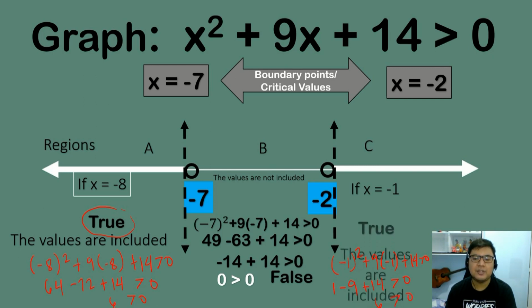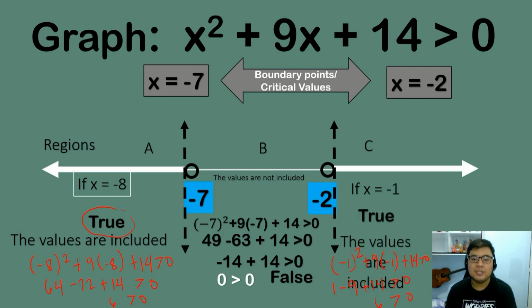So 6 is greater than 0. Therefore, the values are also included. So kasama din yung negative 1. So if that is the case, kung kasama yung negative 1, all the numbers which are greater than negative 1 are also included. So negative 1, 0, 1, 2, 3, 4, 5, 6, 7, and so on and so forth. Lahat ng mga numbers na mataas sa negative 1. So those are the solution set.